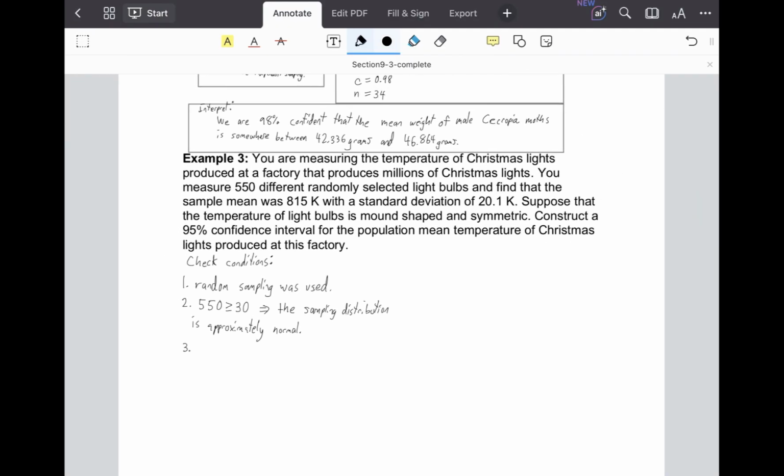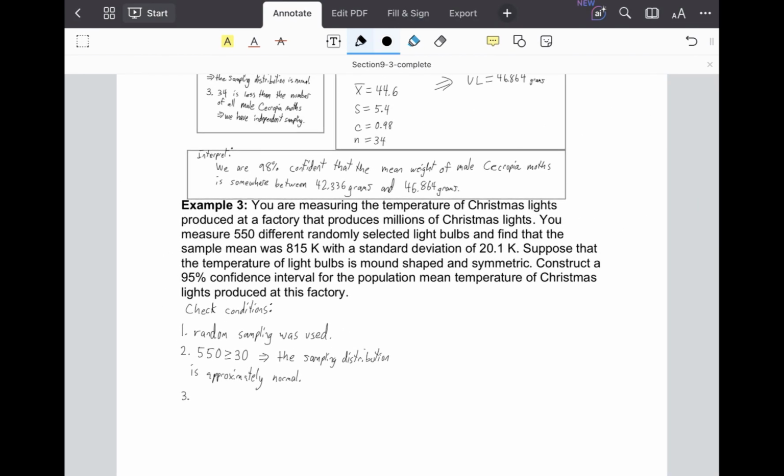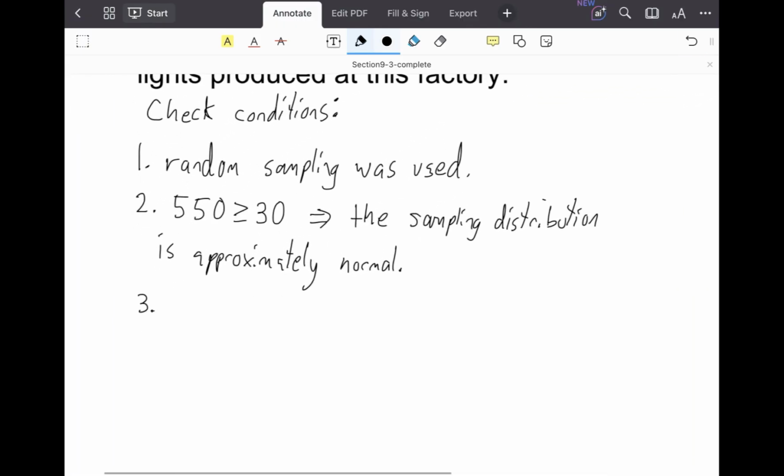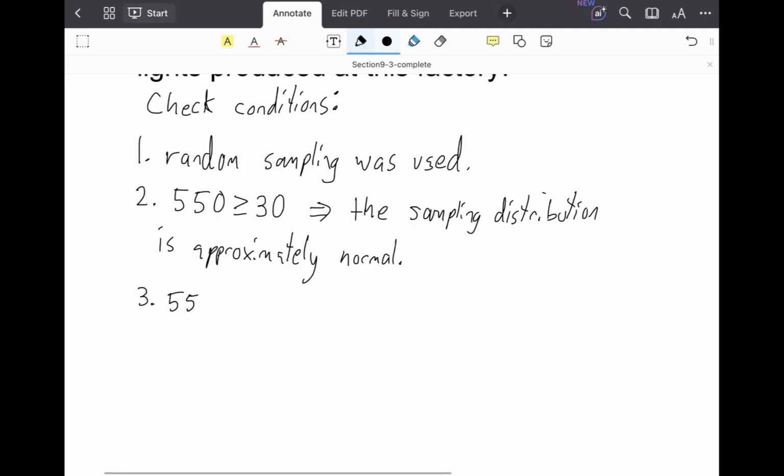Then the last one, they make millions of Christmas lights. So 550 is definitely less than millions. So let me just write that. 550 is less than or equal to 5% of millions. And so we have independent sampling.